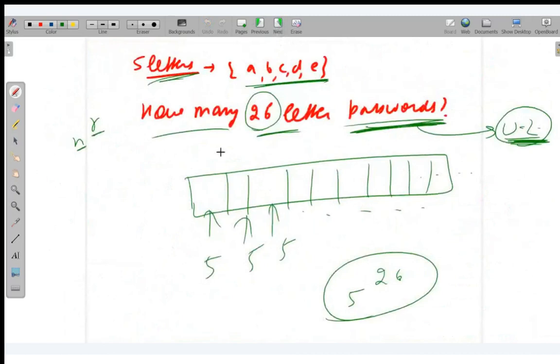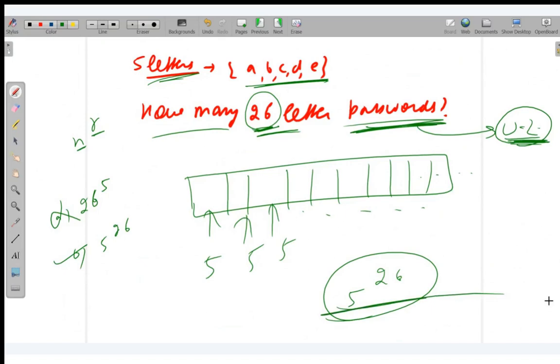Many of you, if you do not know this box method, will get confused. What will be the answer? 26 power 5 or 5 power 26? Both options will obviously come in the GATE exam. The answer is 5 power 26; 26 power 5 is wrong. Why is it wrong? Because it is a 26 letter password. So 26 boxes and each place has 5 choices. So 5 into 5 into 5, 26 times, it is 5 power 26.